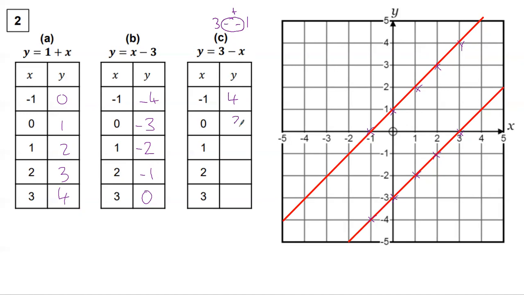3 take away 0 is 3. 3 take away 1 is 2. 3 take away 2 is 1. 3 take away 3 is 0. -1, 4, 0, 3. This one goes down, doesn't it? 1, 2, 2, 1, and 3, 0.